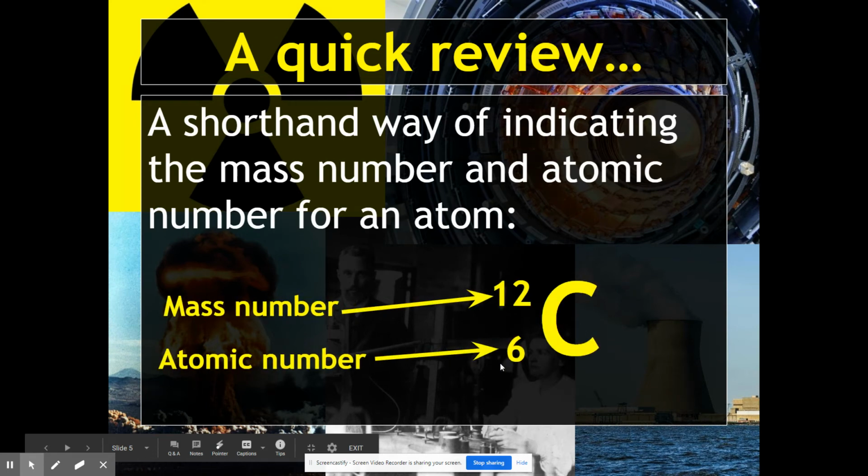Other things you should already know and already be familiar with. This is a shorthand way of indicating mass number and atomic number for an atom. So we have the mass number on top here of carbon and the atomic number on bottom here of 6, and then C for the letter for the element carbon.